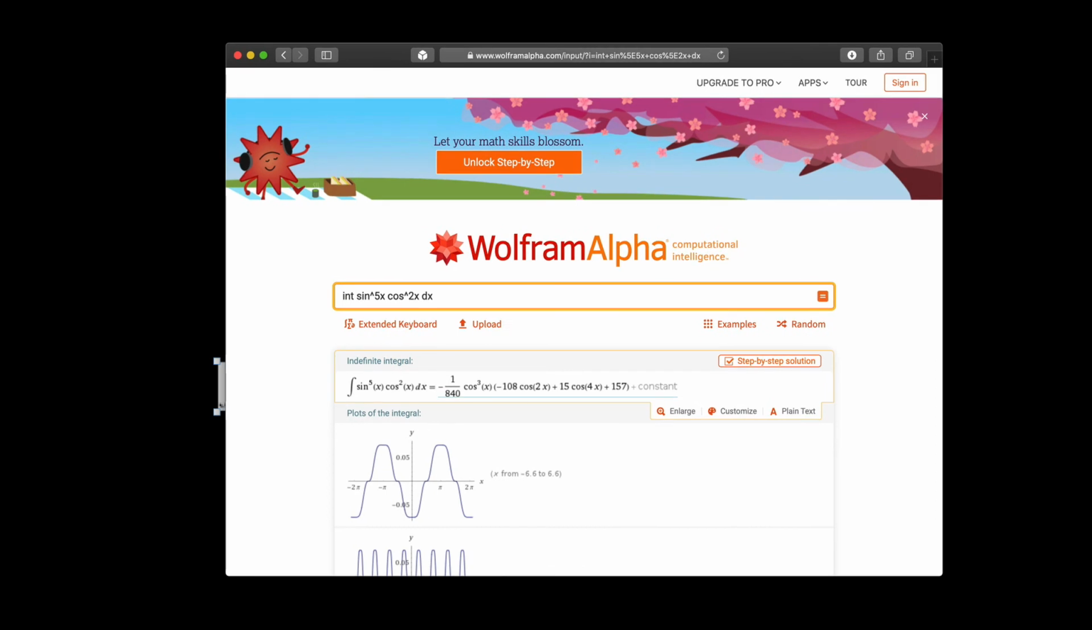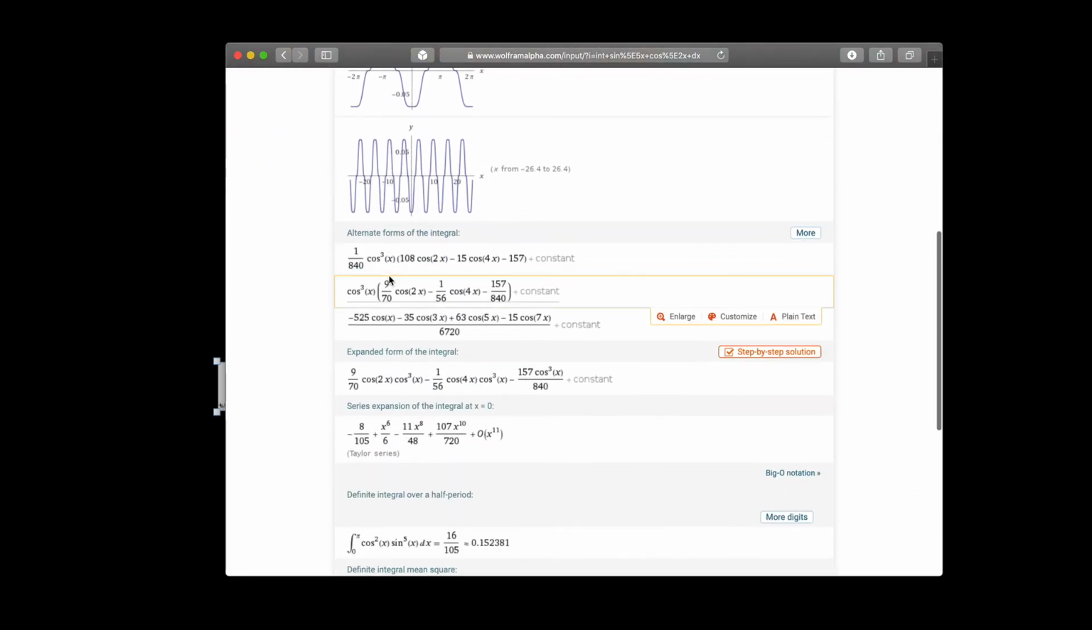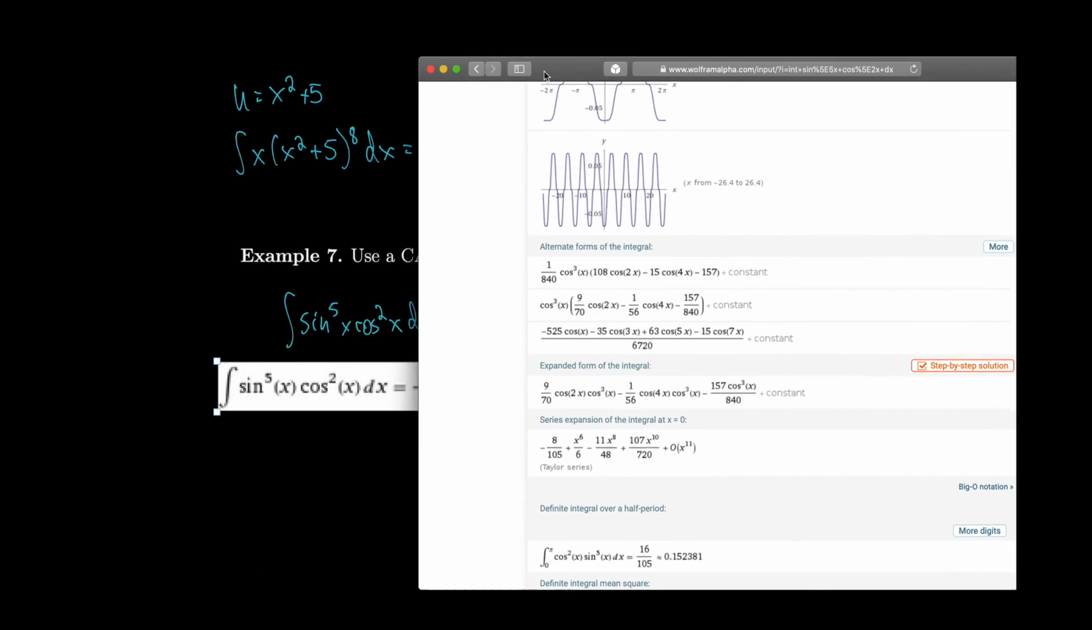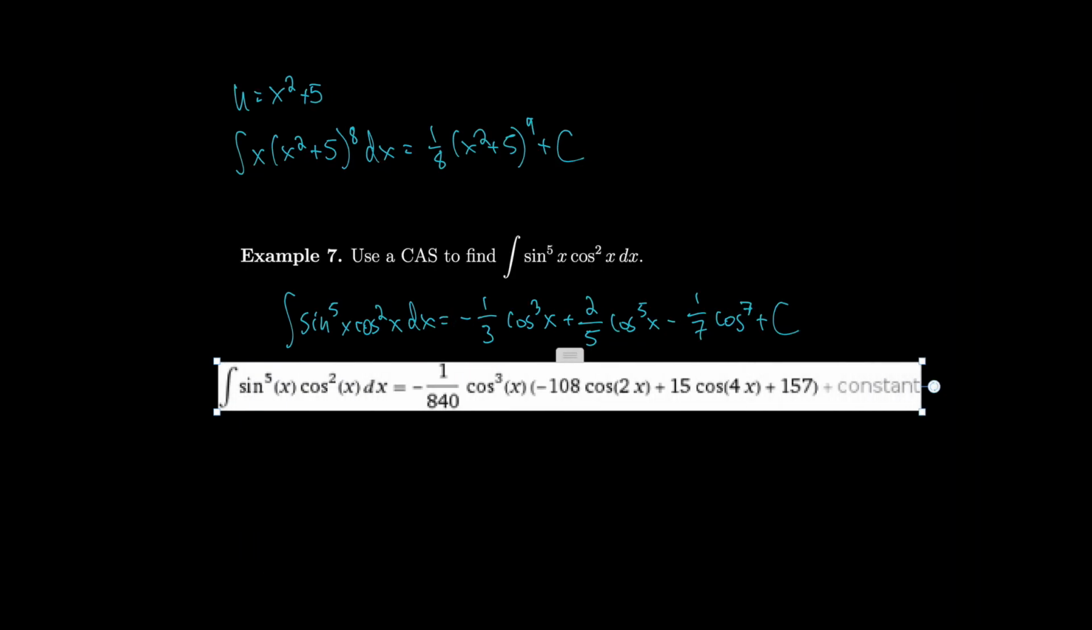Notice that even if we were to go and look at alternate forms, even the alternate forms don't seem to match up with ours. So we suspect over here that there's some trig identities going on that's converting the cosine to the fifth and the cosine to the seventh into something in terms of cosine cubed and some double angle formula applied multiple times, maybe to get a quadruple angle.